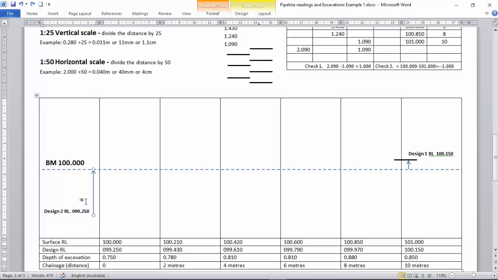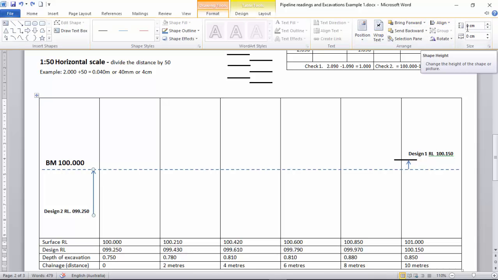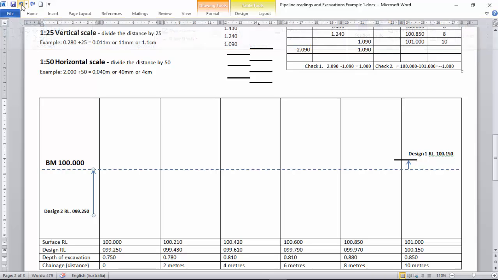We then go down to the other end, and we know this part here is 750 mil deep. So we divide 750 by 25, and that comes to 0.03. So if we were to click on that and put in 3, because it's 3 centimeters, we then put a tab on top of that, and that's our drainage line. That's the bottom of our drainage line, and that is our drainage line going from design RL2 and design RL1.